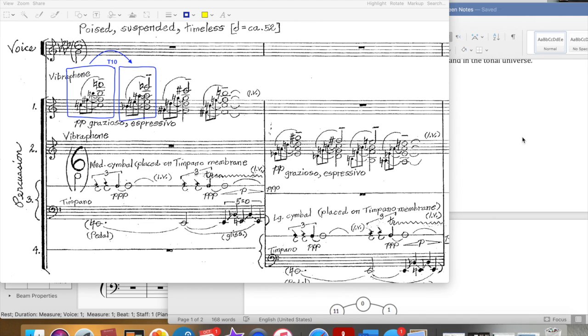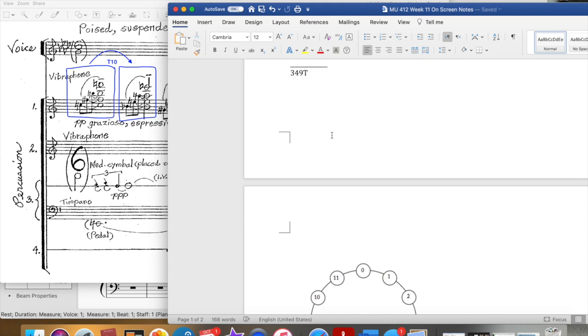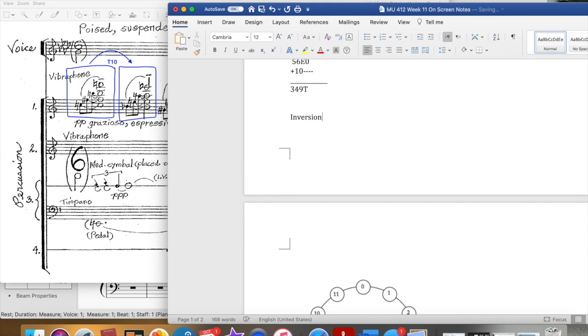Okay, welcome back everybody. Let's get back to set theory and talk about how to use inversion when we want to manipulate a set class. So inversion, another basic operation like transposition. And let's also say invert around the zero axis, and I will show you what I mean by that.